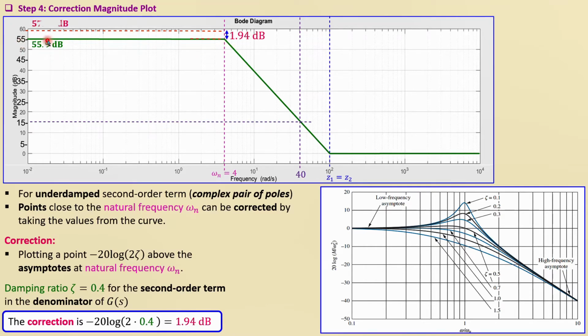I will then get 57.84 dB. So it is a little bit higher, but it really depends on the zeta, and it's not 55.9. We will also check this in the simulation, and you will see that this is quite close to the value we have simulated.